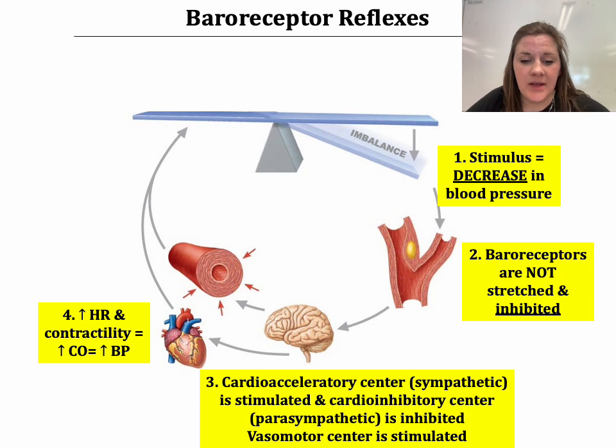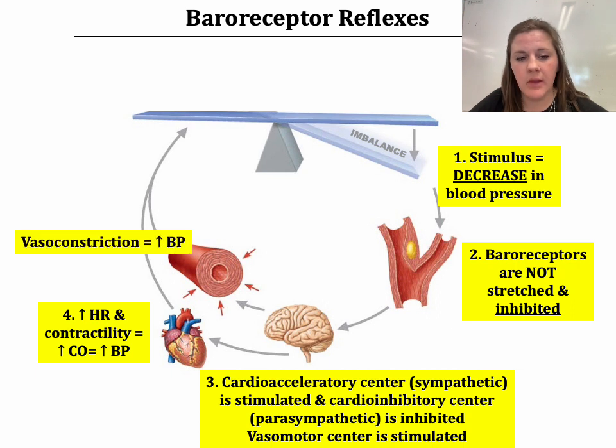Activating the cardioexcitatory center increases the heart rate and also increases the contractility, as more calcium is released. We're going to have an increase in cardiac output and an increase in blood pressure. The vasomotor center being activated leads to vasoconstriction, which also contributes to an increase in blood pressure. Blood pressure will be restored by activating those two centers, maintaining homeostasis.